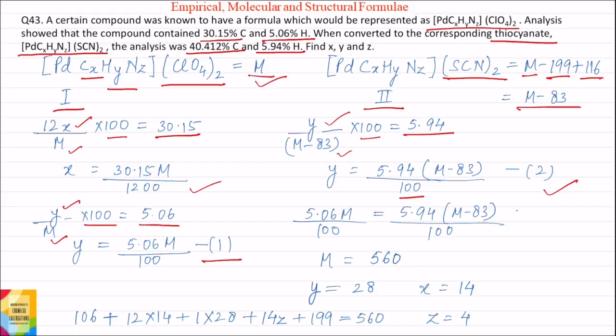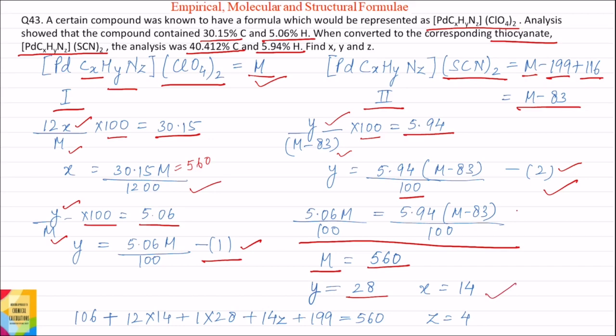Equation 1 और equation 2 दोनों से y की वैल्यू मिल रही है. इन दोनों इक्वेशंस को हम इक्वेट कर देंगे और सॉल्व करेंगे तो हमें मिल जाएगा वैल्यू ऑफ m which is equal to 560. Now putting the value of m in equation 1 or in equation 2 and solving, we get the value of y equal to 28. Putting the value of m in this equation, that is x equals to 30.15 m divided by 1200. Putting the value of m equals to 560 here, we get the value of x equals to 14.